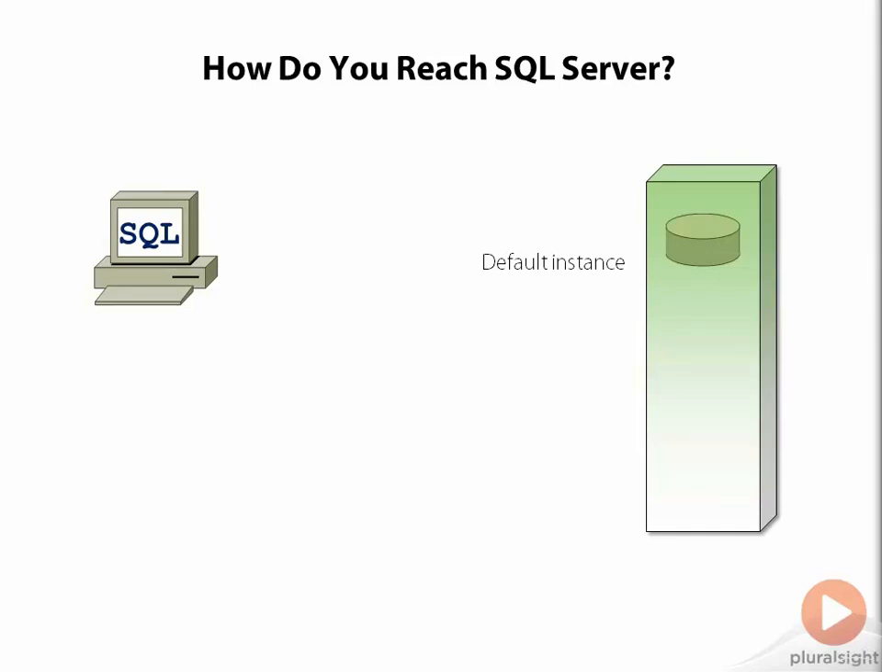Let's see how SQL Server accepts connection from client applications. Here we have a desktop computer which will try to connect to SQL Server. It's pretty straightforward. The connection goes through TCP/IP, and the default instance accepts connection from the TCP port 1433. So there is nothing else to take into account.